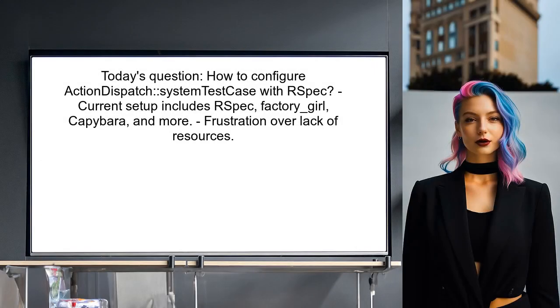Here's the specific question we're addressing today. One user asked how to configure Action Dispatch system test case within the context of RSpec. They mentioned their current setup and expressed frustration over the lack of resources. Sound familiar? Let's explore this together.